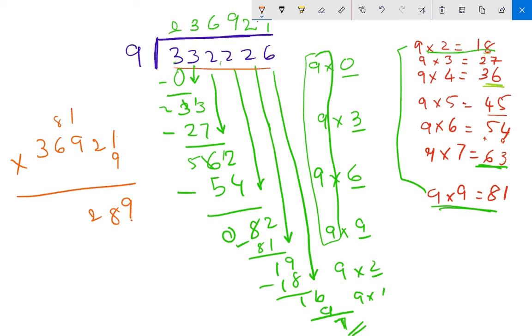9 times 6 is 54. 54 plus 8. 55, 56, 57, 58, 59, 60, 61, 62. 62. 9 times 3, which is 27. 27 plus 6. 28, 29, 30, 31, 32, 33.